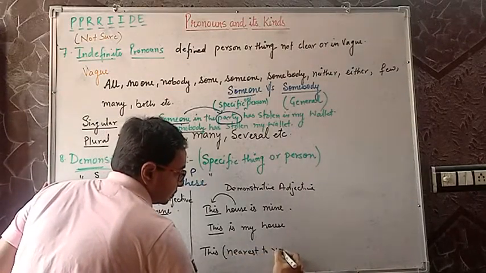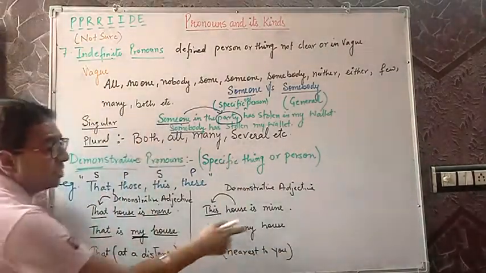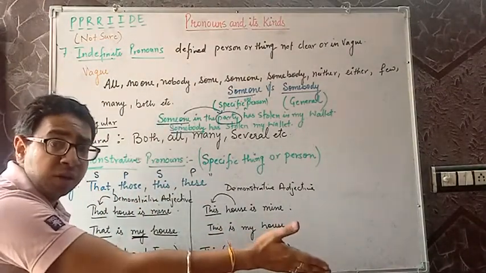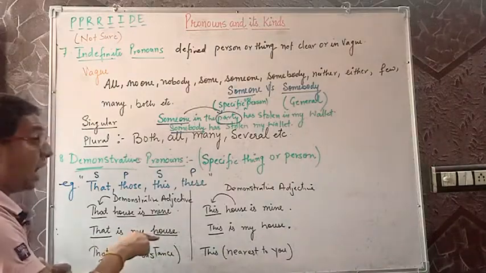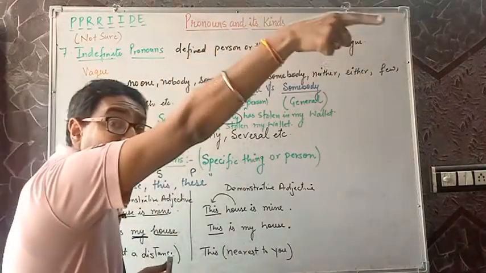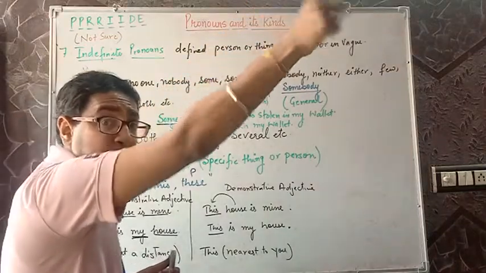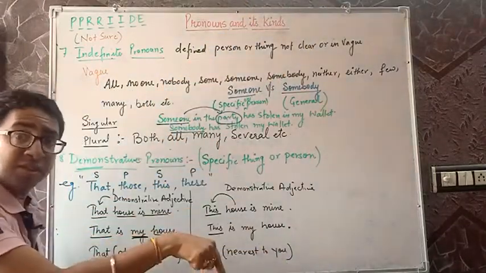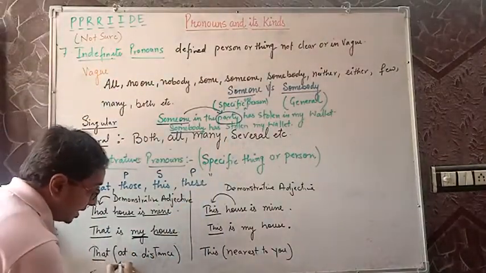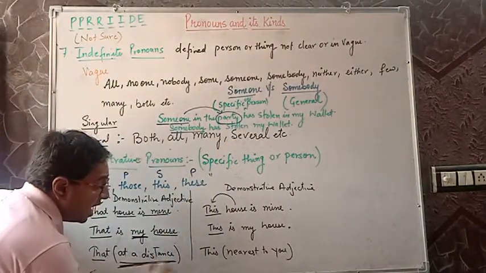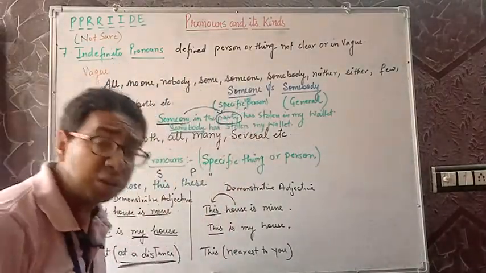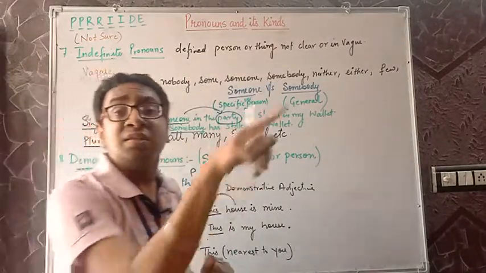For example, this house is mine, this is my house. But that house is mine, that is my house. Can you see it far at that point? This is my house. That is my house. So when we talk about that, it means at a distance. When we have something at a distance, we use that. And when the thing is nearest to us, we use this.